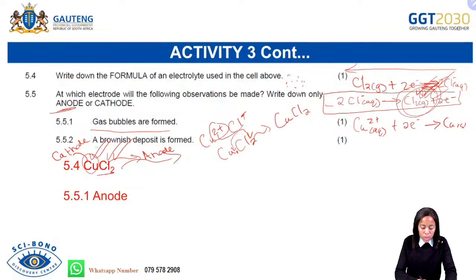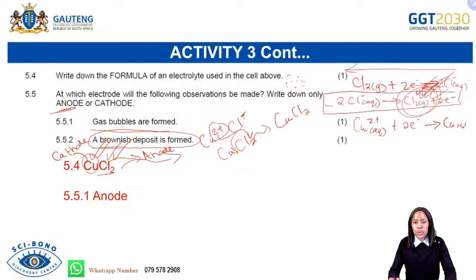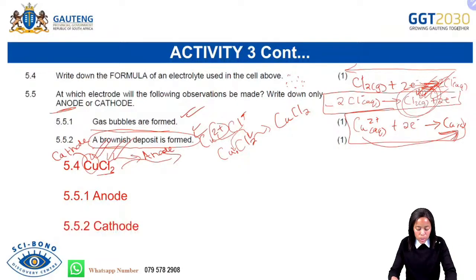So for this one, it says a brownish deposit is formed. We already know that by the anode, we have a formation of gas bubbles. So we are therefore saying that a brownish deposit will be formed by the cathode there.